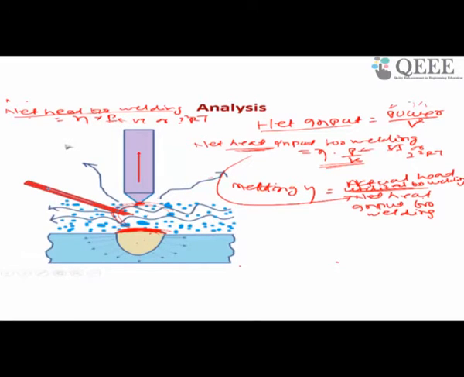Now we should not consider only heat, because in welding, instead of heat, we use heat input. Heat input equals power by V, so net heat input equals efficiency into P by V. Now we supplied heat up to here, and it has to go inside. Out of that heat, how much is utilized for welding? That will be given by melting efficiency. Melting efficiency equals actual heat utilized for welding by net heat input. That is your melting efficiency.